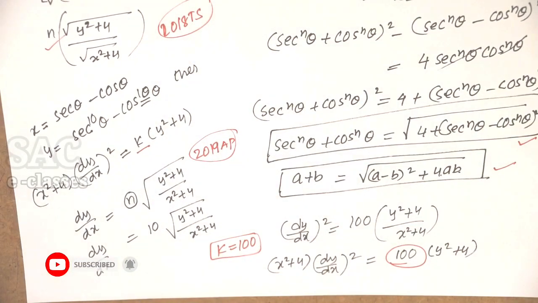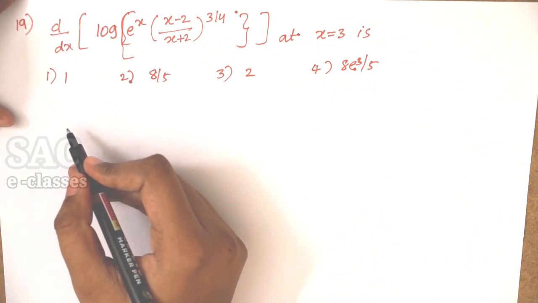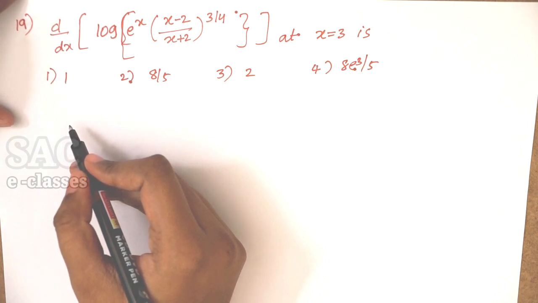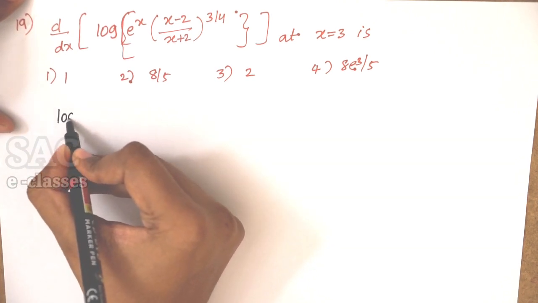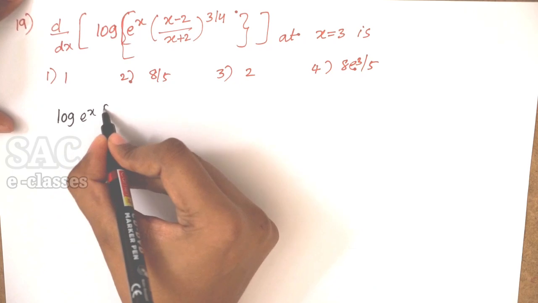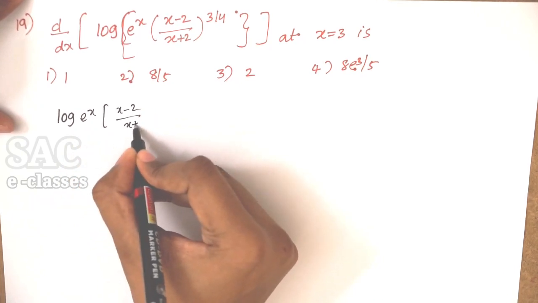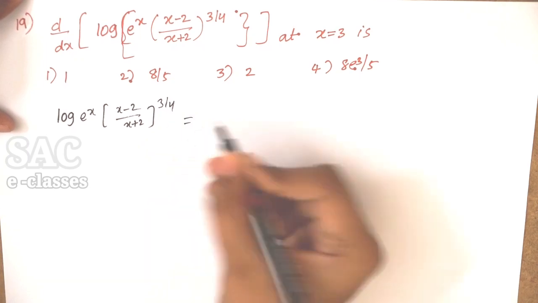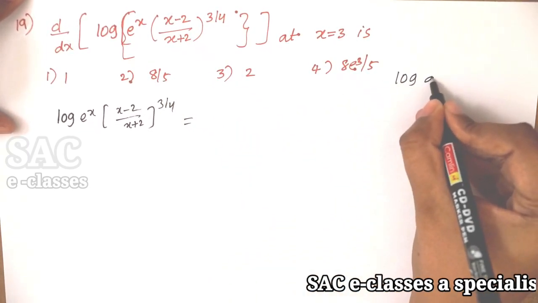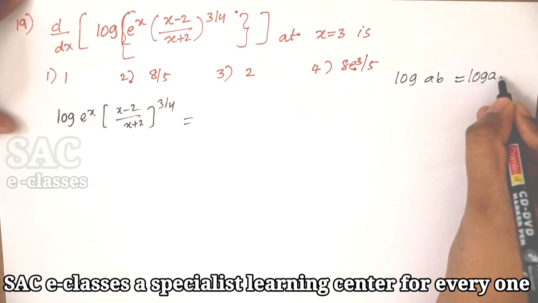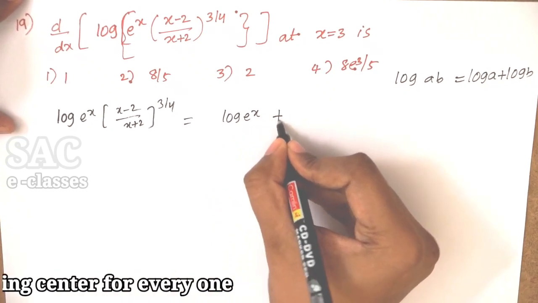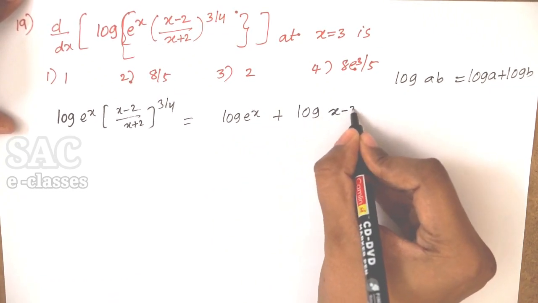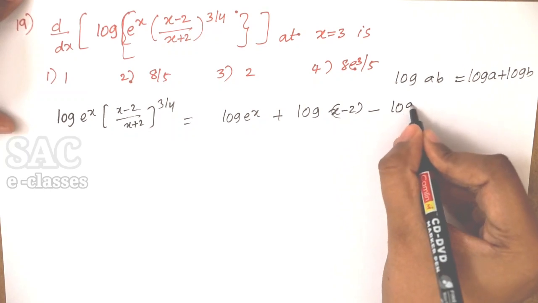Let's move to the next problem. They're asking you to find the differentiation of log of e power x into x minus 2 by x plus 2 whole power 3 by 4. Seems to be very difficult, but in an easier way you can solve that. Log of e power x into x minus 2 by x plus 2 whole power 3 by 4 can be expressed as, we know log ab can be written as log a plus log b, right? So log e power x plus log of x minus 2 minus log of x plus 2.